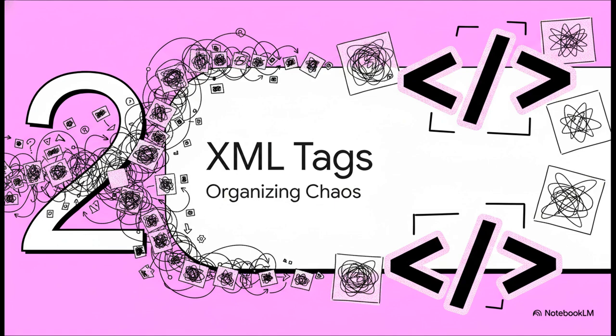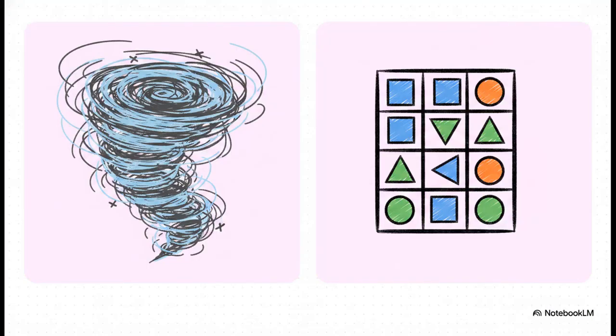Section 2. Organizing chaos with XML tags. So, as you start using RAG more, your prompts are naturally going to get pretty massive. And without structure, a huge block of text completely confuses the AI. Your instructions, your background info, the raw data, it all just blurs together into one giant mess.